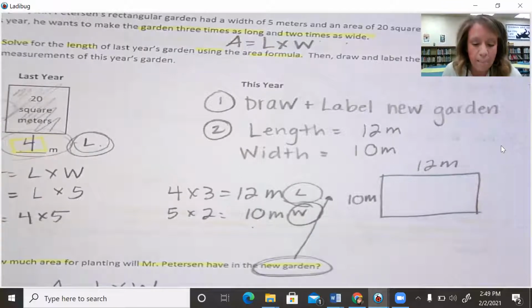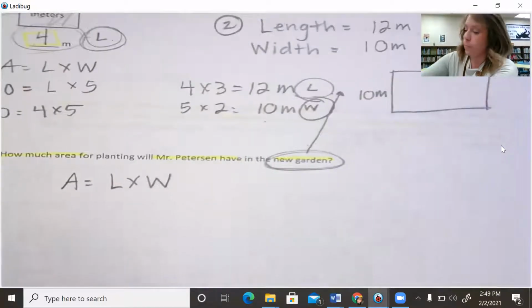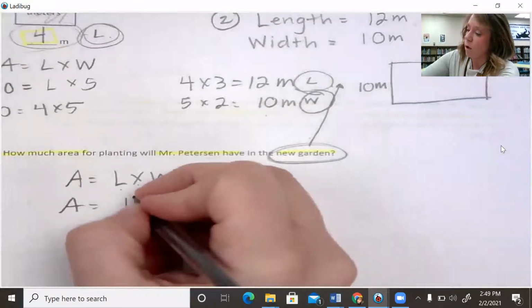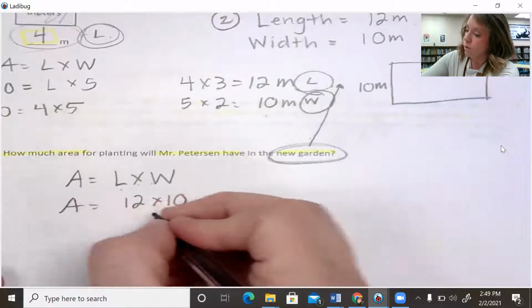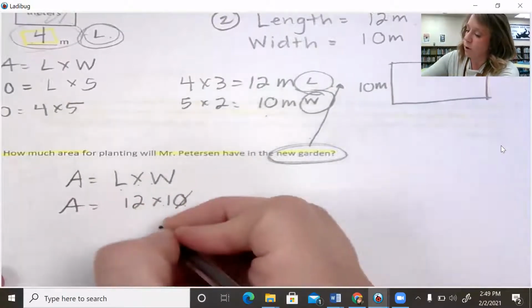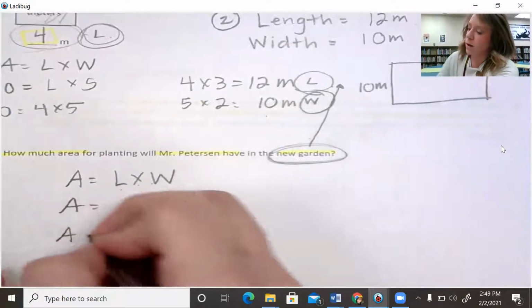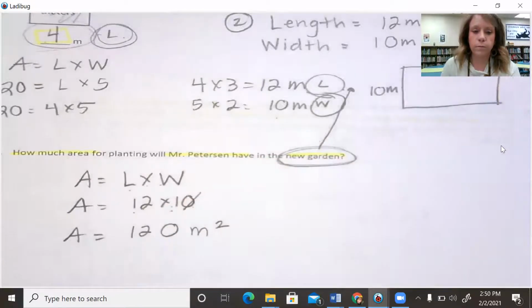Then they wanted us to figure out how much area for planting Mr. Peterson will have in the new garden. So the new garden, I know the area is going to be the length times the width. So the length is 12, the width is 10. 12 times 10, take off the 0, put in my answer. 12 times 1 is 12. My area is 120 meters squared.